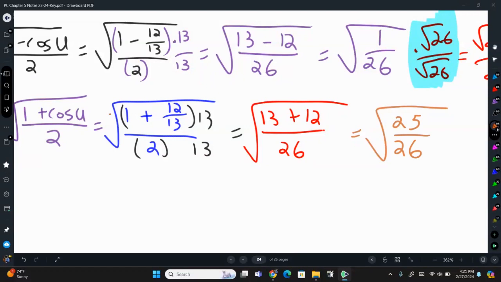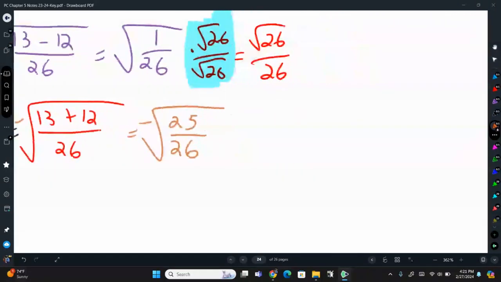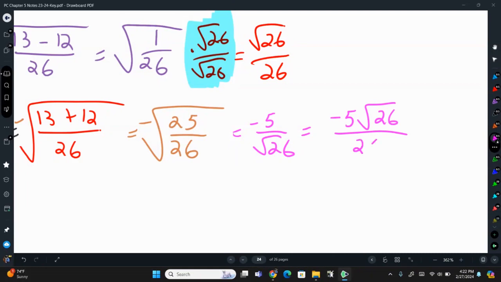Oh, I forgot my negatives in front, I'm sorry. The square root of 25 is 5, so this is equal to negative 5 over the square root of 26. And we can't have a square root in the denominator, so multiply the top and bottom by the square root of 26, and we get negative 5 times the square root of 26 over 26 as our cosine.